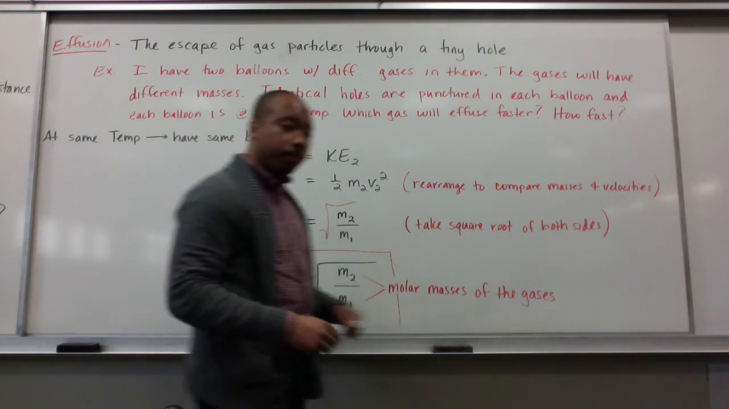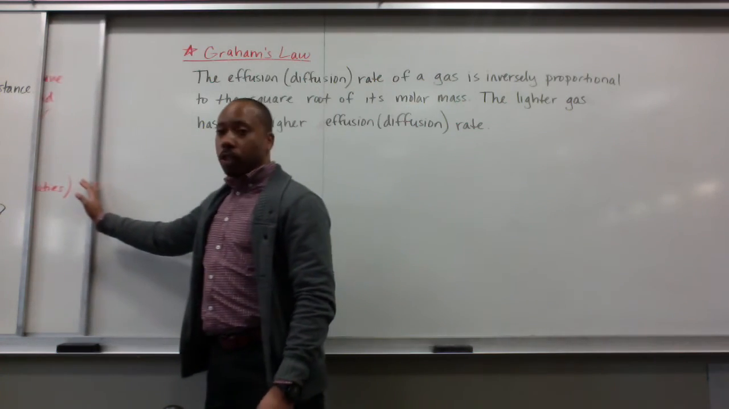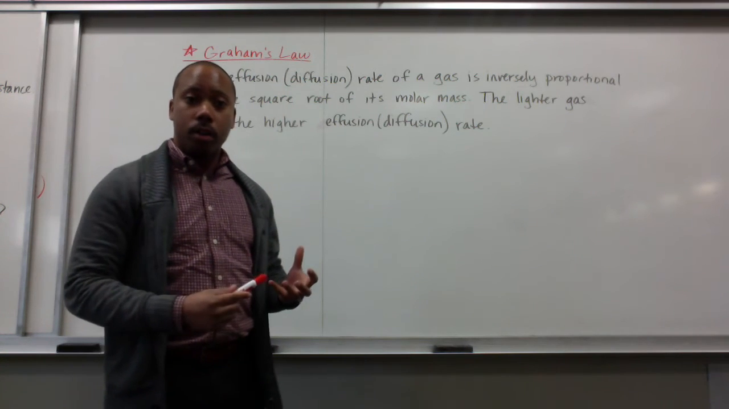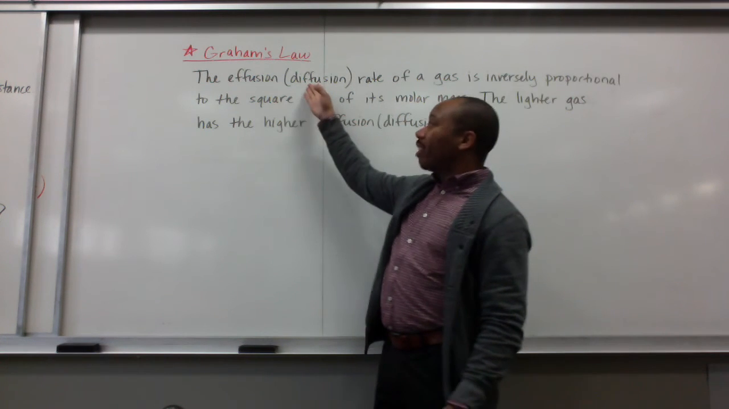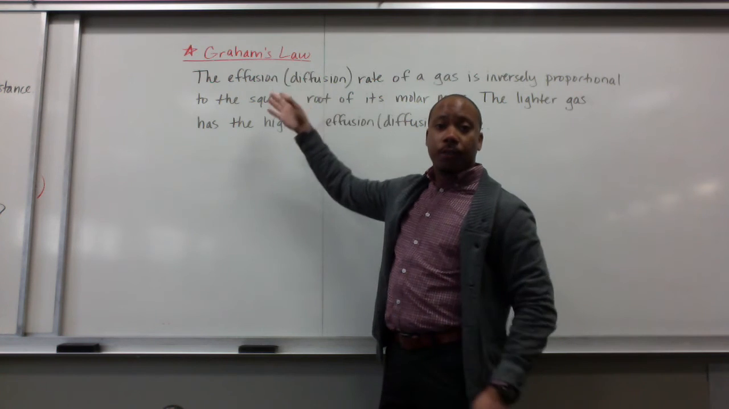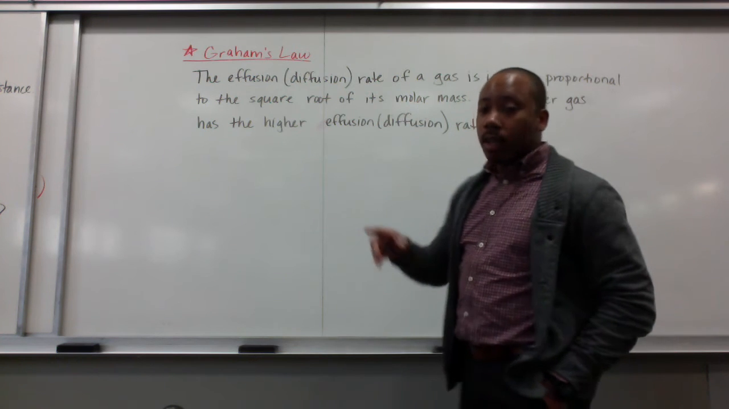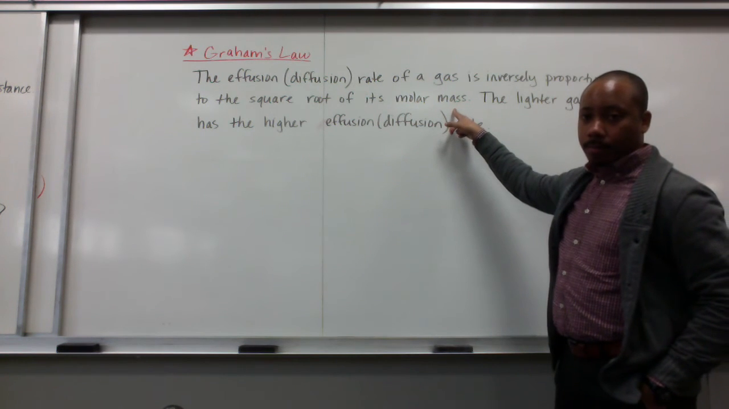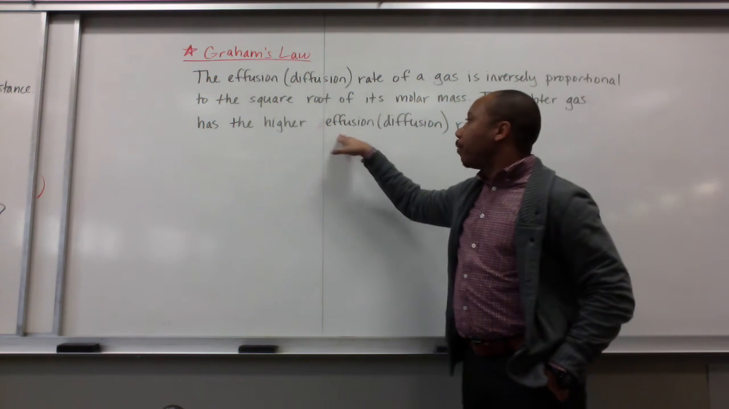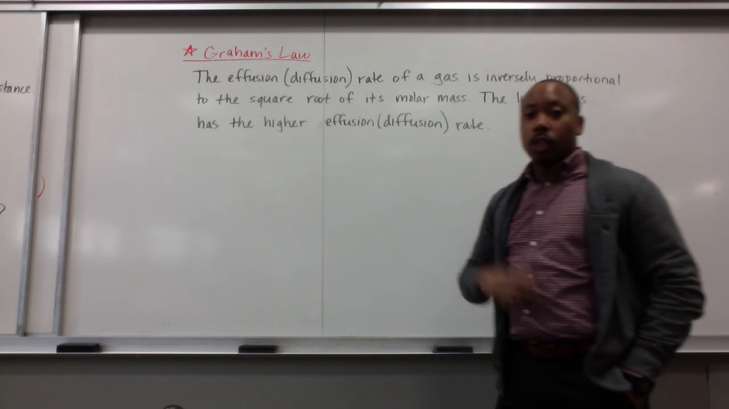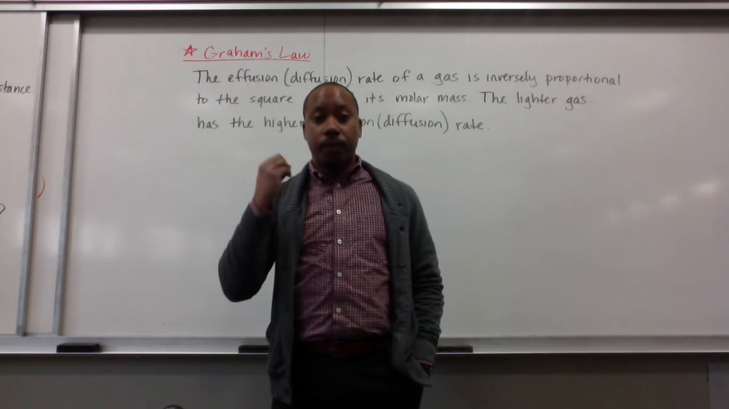Now this equation reflects a law. The law that it reflects is called Graham's law. It essentially says in words what that equation says. The equation can also apply to diffusion. So the effusion or diffusion rate of a gas is inversely proportional to the square root of its molar mass. The lighter gas has the higher effusion or diffusion rate. So the gas with the lower molar mass will move faster. It will diffuse or effuse at a quicker rate.